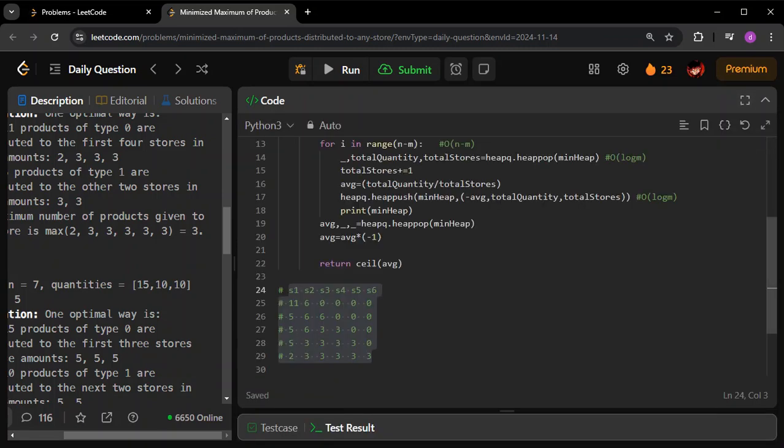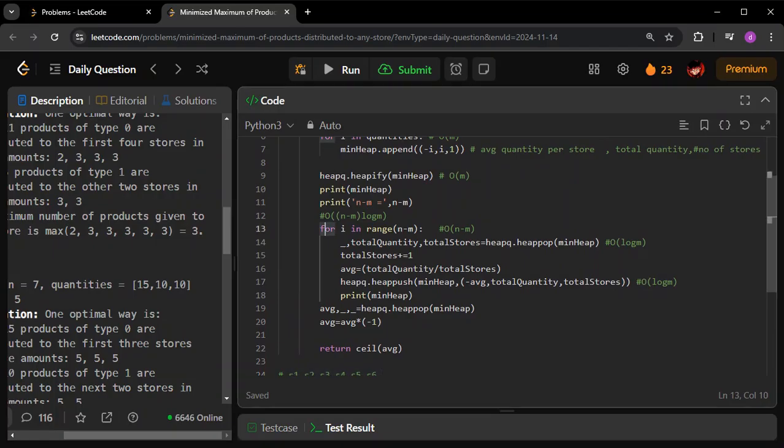So let us see the code now. Till there I explained. I'm going to start the explanation of this loop now. Again I'm doing the same thing. First of all, I'm popping the value and storing it here. I did a plus one. I found the new average. Then I again appended that.